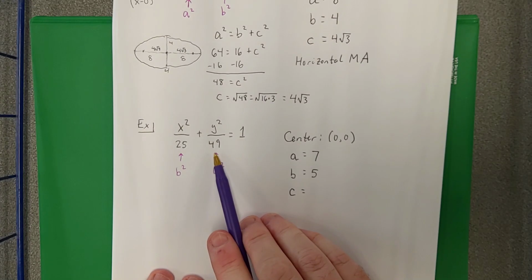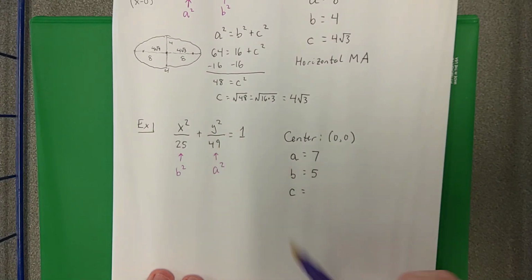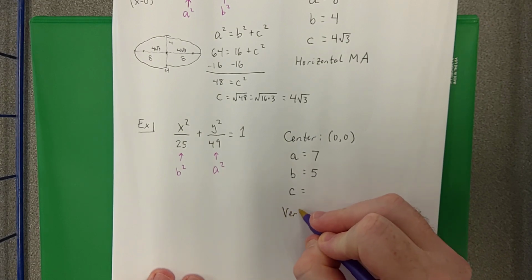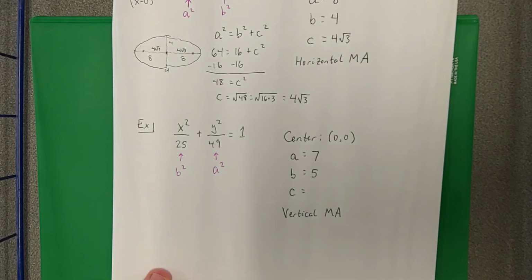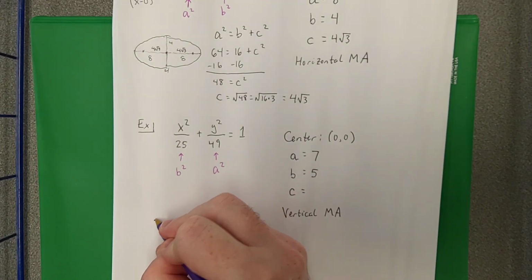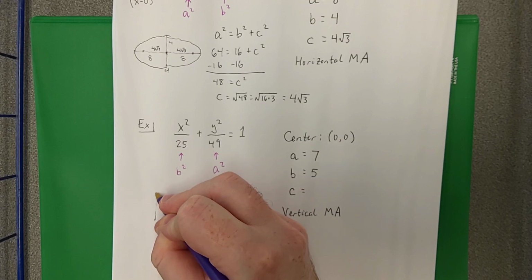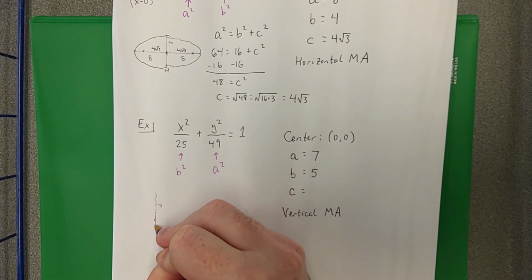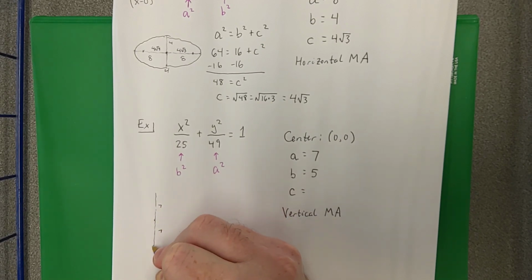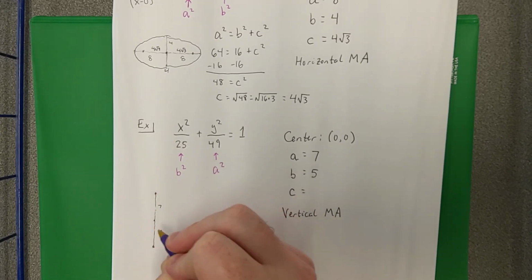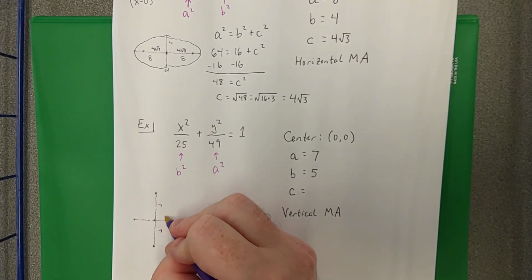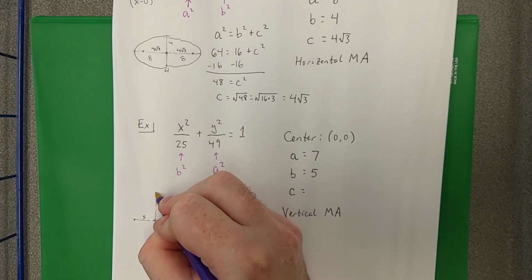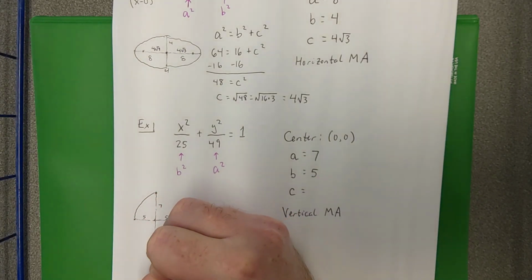Now, because our larger denominator is under the y variable, y is our vertical variable. This means that we are going to see a vertical major axis associated with this. That also means that if we were to start at a center, if we go 7 units up or 7 units down, we would arrive at the two vertices. And if we were to go 5 units to the right or to the left, then we would arrive at the two co-vertices. Then drawing something at least a little bit round, passing through all these points.